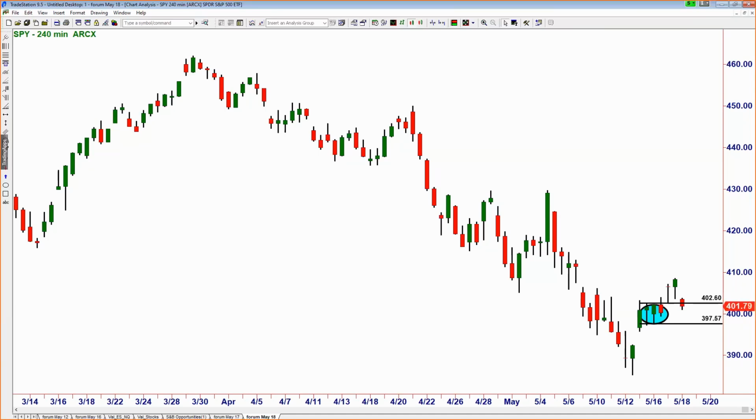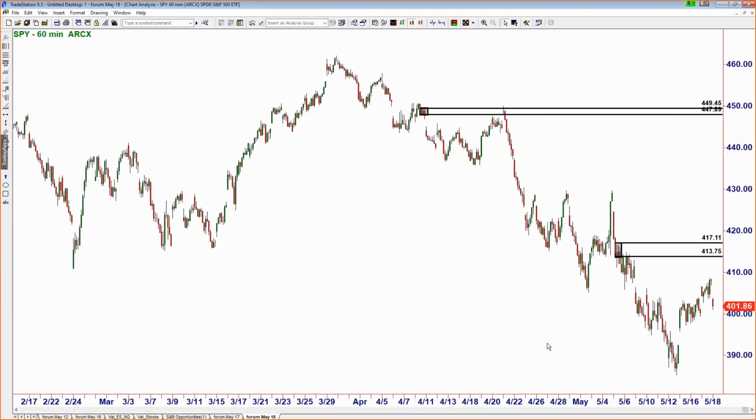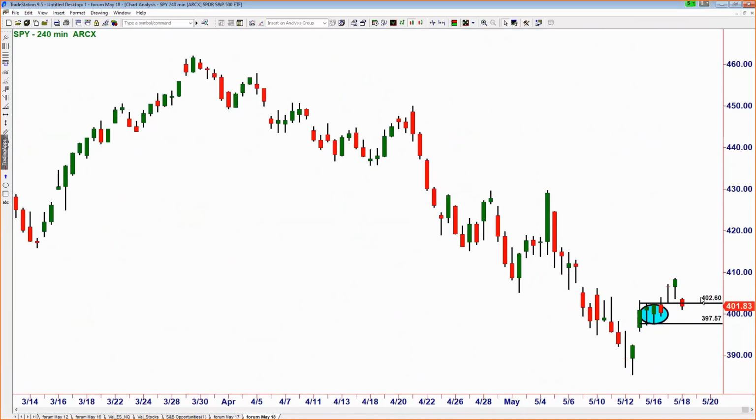All right, so let's move on from that. Again, we would need this supply zone to be taken out before this becomes a qualified zone, because let's say that happens. Let's say price goes up and takes that out, fills all the sell orders that are sitting there. Then it comes back down to this demand zone that it's at now.